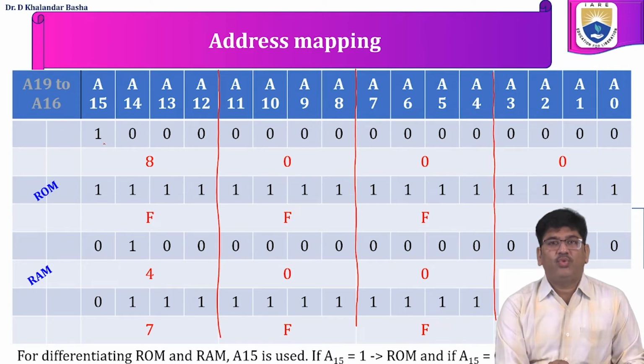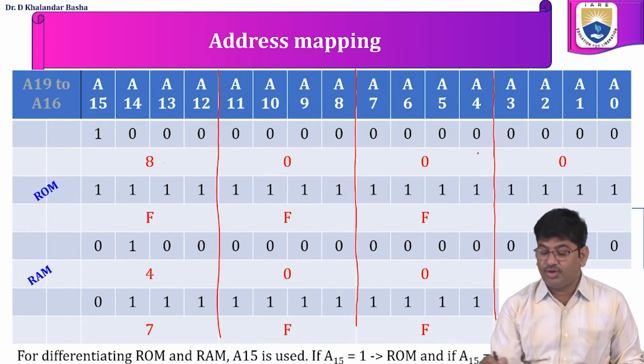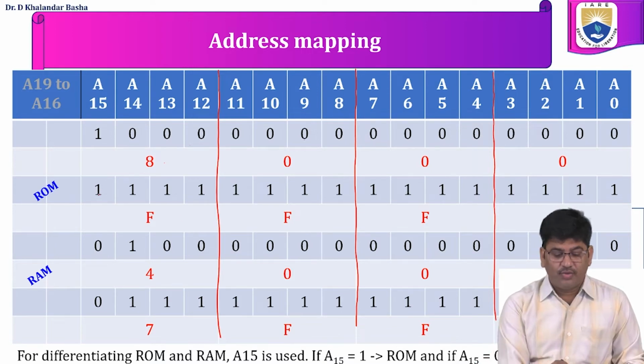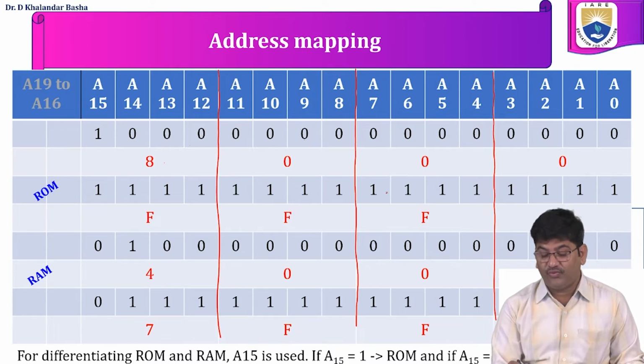The first address is 1000 0000 0, 0000 0, 0000 0, 1111 F, 1111 F, 1111 F, 1111 F.